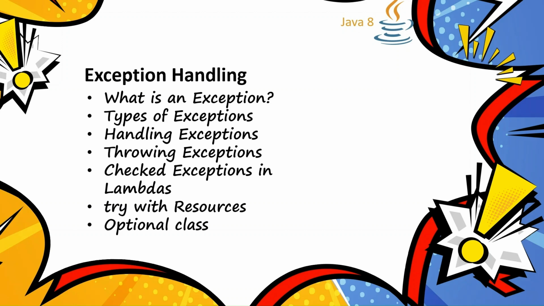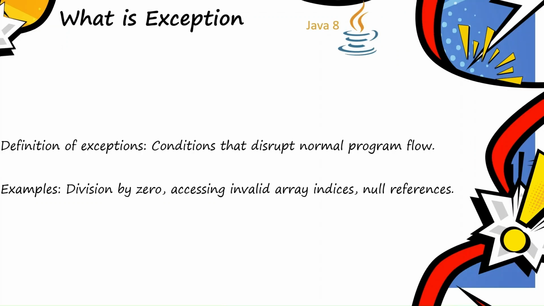Now let's dive into exception handling and understand what an exception is. Think of exceptions like unexpected obstacles on a road trip. Imagine you're driving from one city to another. You have your route planned, but during the trip, something unexpected happens. Could be a flat tire, a closed road, or an accident. These unexpected events disrupt your smooth journey and need to be addressed before you can continue driving.